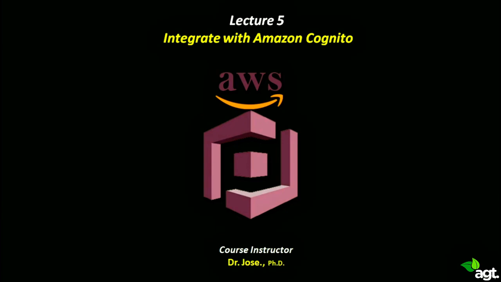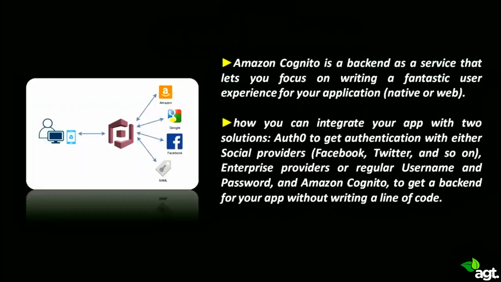Welcome to the final lecture of the course. The topic name is Integrate with Amazon Cognito. We know Amazon Cognito is a backend as a service that lets you focus on writing a fantastic user experience for your application, native or web, and you can read more on the Amazon Cognito website. And this lecture will explain how you can integrate your applications with two solutions.